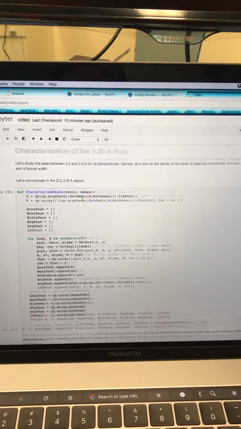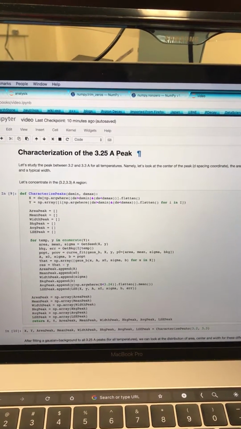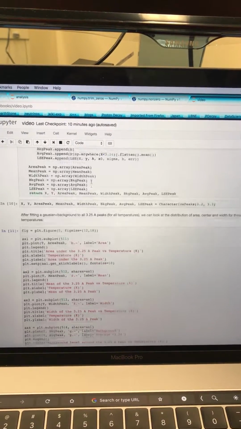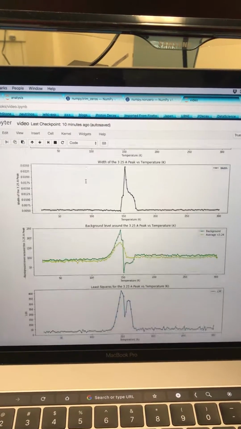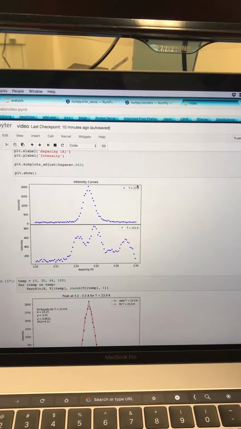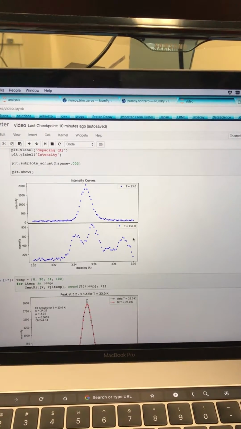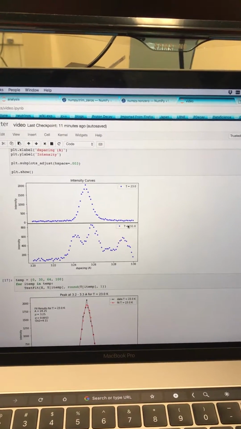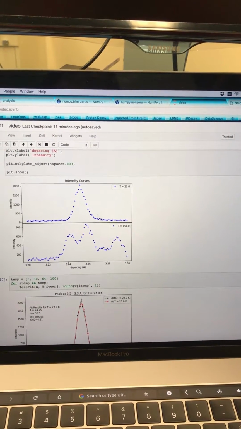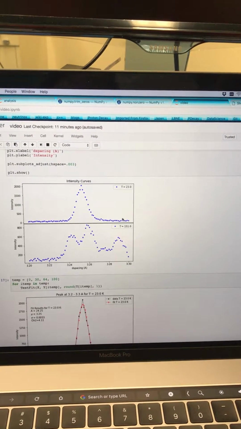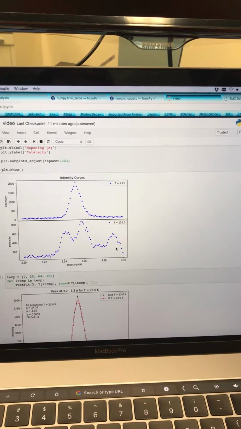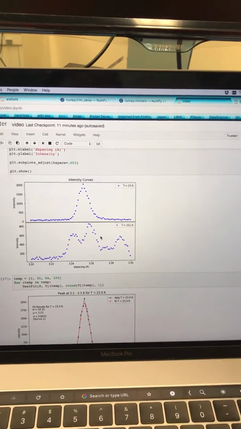So what I did is, first let's learn how to characterize the peak. In particular, we're looking at the peak around 3.25 angstroms as suggested by the instructions. This is the peak for temperature equals 23 Kelvin, and for 151 Kelvin, as we're going to see, this is an interesting temperature where the peak structure changes drastically. So this is a normal intensity curve away from the phase transition temperature. This one is close to a phase transition, so it looks very different.